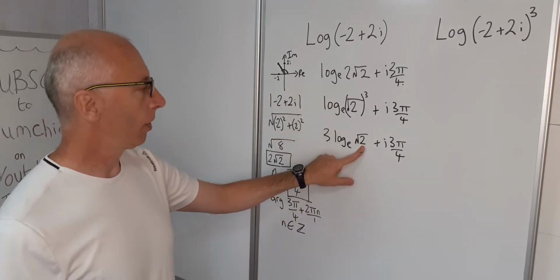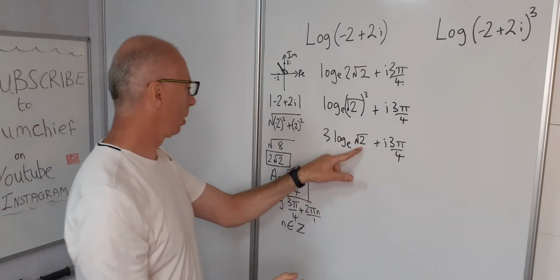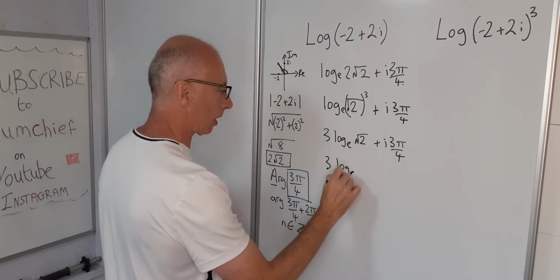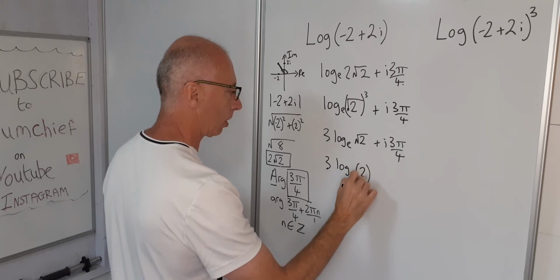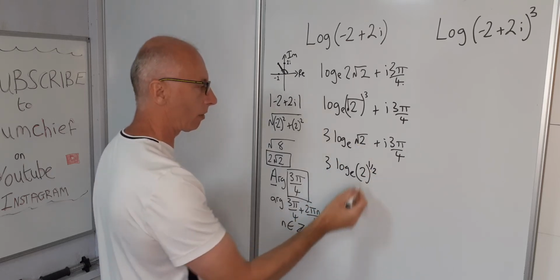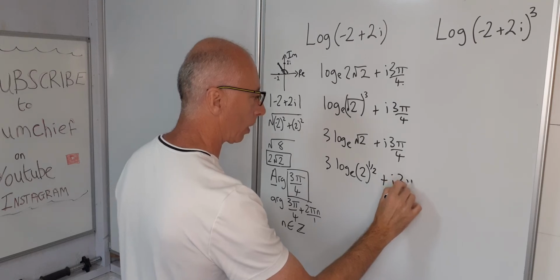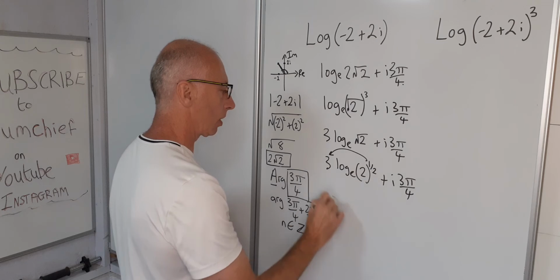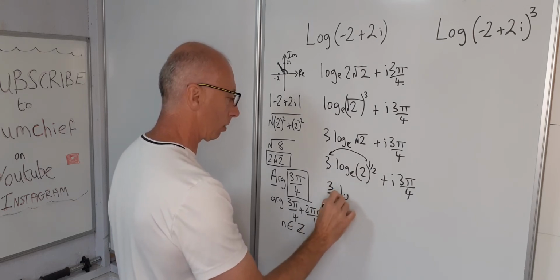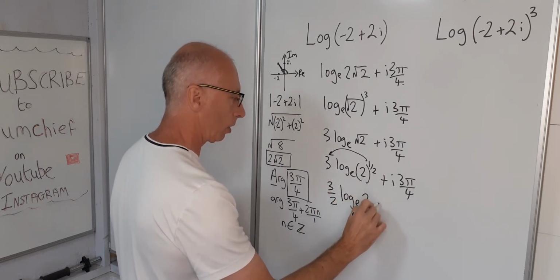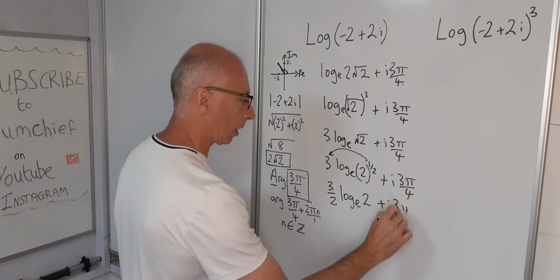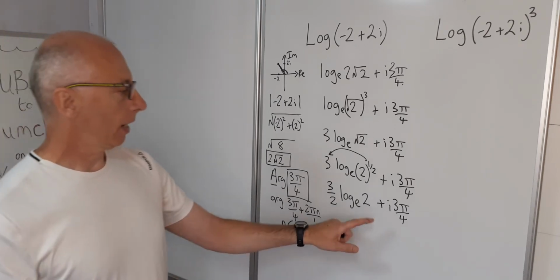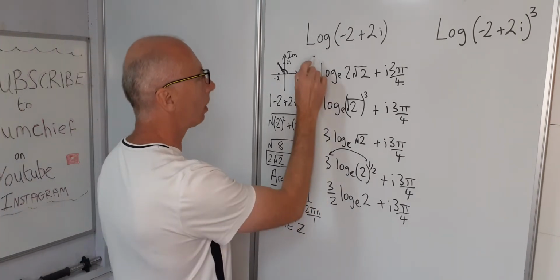And again, we've got further simplification here, because root 2 is 2 to the power of a half. So 3 log base e of 2 to the power of a half, that's the square root, plus I 3 pi over 4. And again, with the log property, we can bring this out front, and we've got 3 over 2 log base e of 2 plus I 3 pi over 4. Okay, so that's our answer for this question.